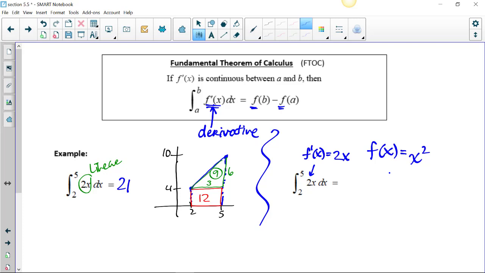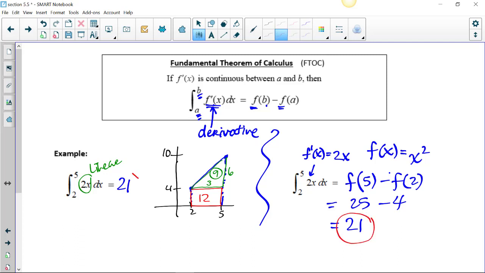2x. So we're saying then to find this definite integral, we're going to take the function evaluated at the upper limit of integration minus the function evaluated at the lower limit of integration. So to find this, we would take f of 5 minus f of 2. So f of 5, 5 squared is 25. f of 2, 2 squared is 4. And we get 21. Voila. It's magic.